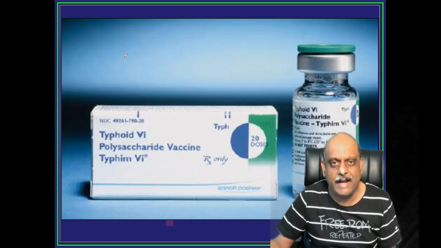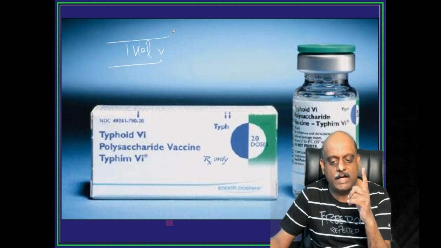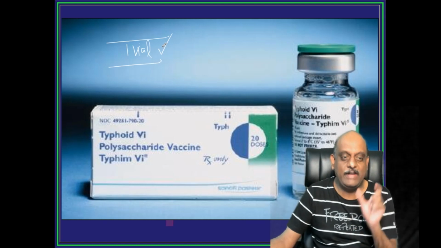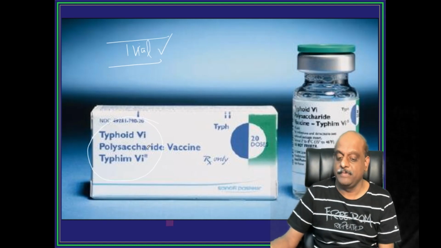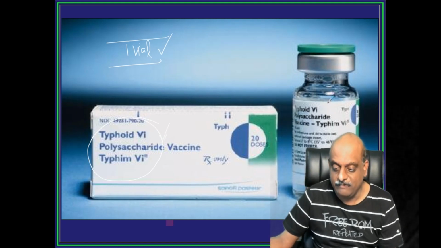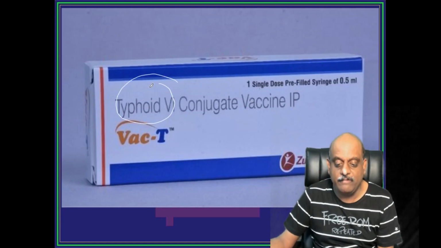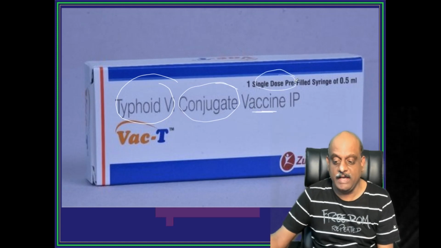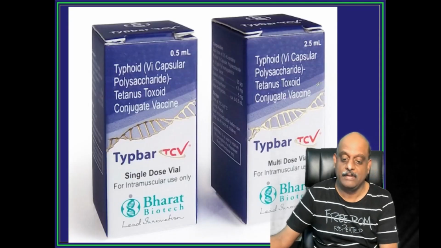Always in vaccination, at least one vial, you should go to the pediatrics department and see the vaccine. You will never forget. So this is a typical typhoid polysaccharide vaccine. Typhim Vi typically looks like this. This is a typhoid conjugate vaccine, one single dose pre-filled syringe of 0.5 ml.